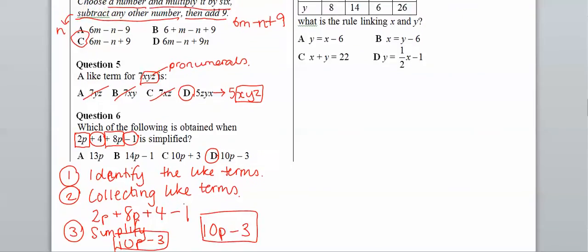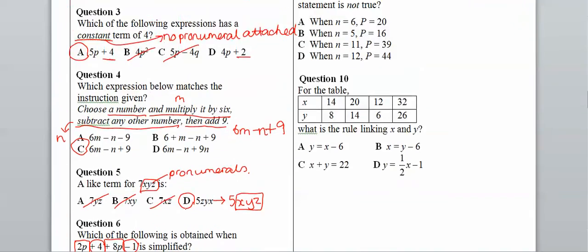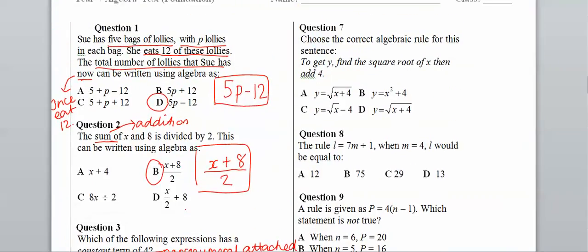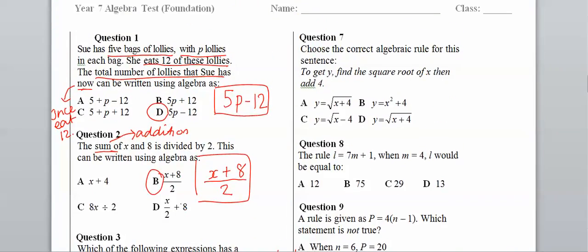Okay, so now we've got question 7. Choose the correct algebraic rule for this sentence. To get y, find the square root of x, then add 4. Okay, so this one is a funny one because our answer that we actually need is not in the options. So we'll cross all these out and we'll just work it out.